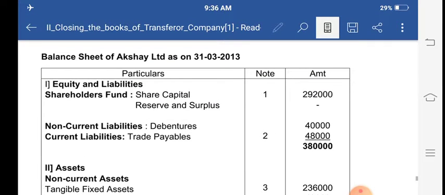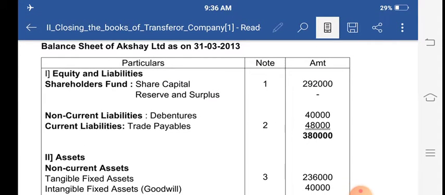Okay, so in the balance sheet the equity and liabilities are over. Now make the total: 2,92,000 plus 40,000 plus 48,000, the total on the liability side is 3,80,000. Okay, so now see the asset side.